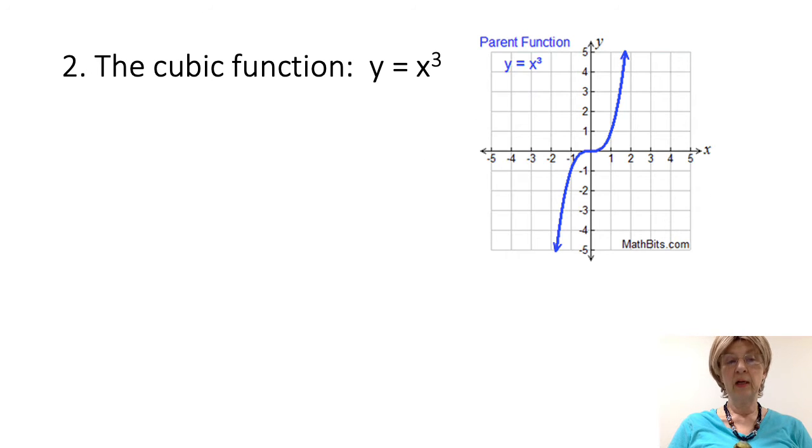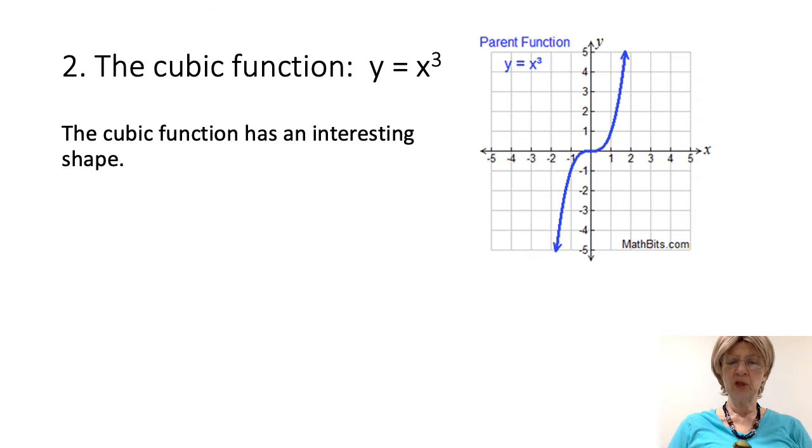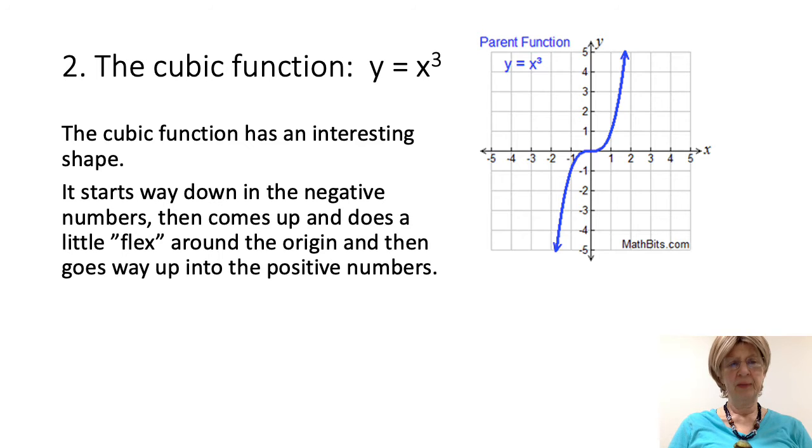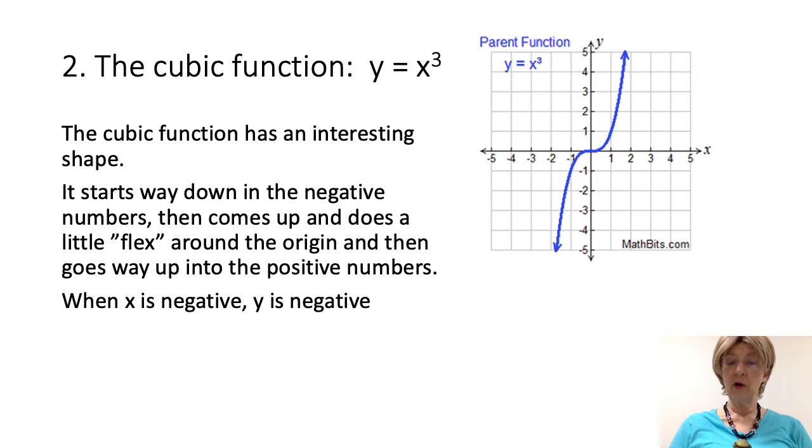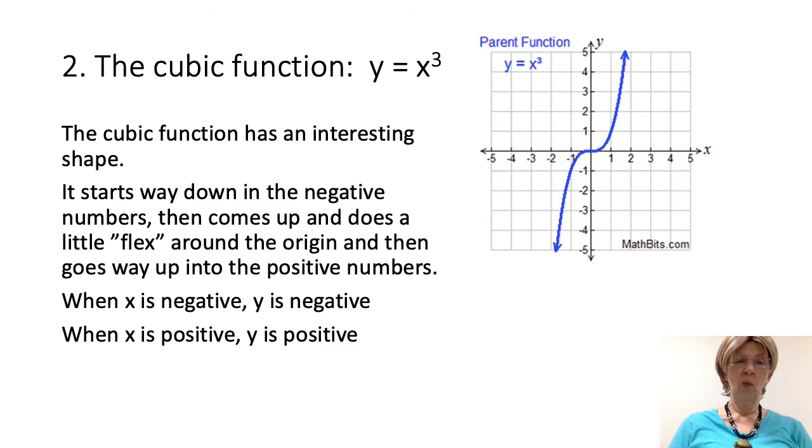Number two, the cubic function y equals x cubed. The cubic function has an interesting shape. It starts way down in the negative numbers, then comes up and does a little flex around the origin, and then goes way up into the positive numbers. When x is negative, y is negative. When x is positive, y is positive.